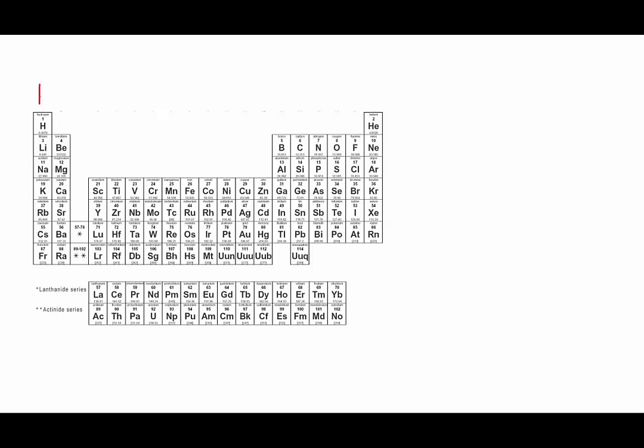Anything in the first column has one valence electron. 2, we can skip all of the transition metals over to boron. 3, 4, 5, 6, 7, 8. For example, if we wanted to look at hydrogen, we can see it's in the first column. It has one valence electron.